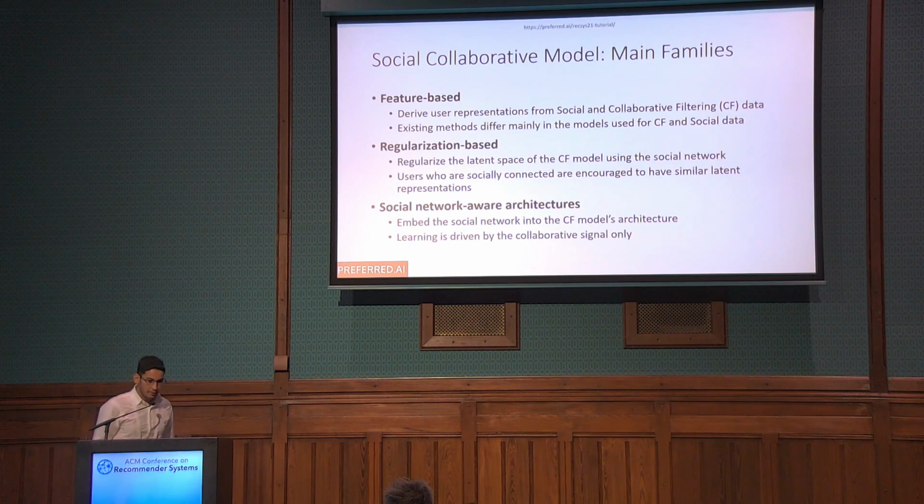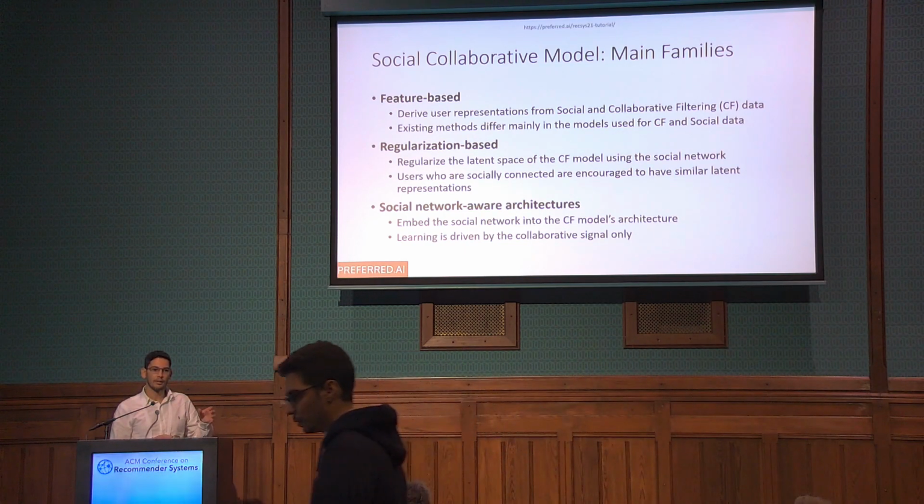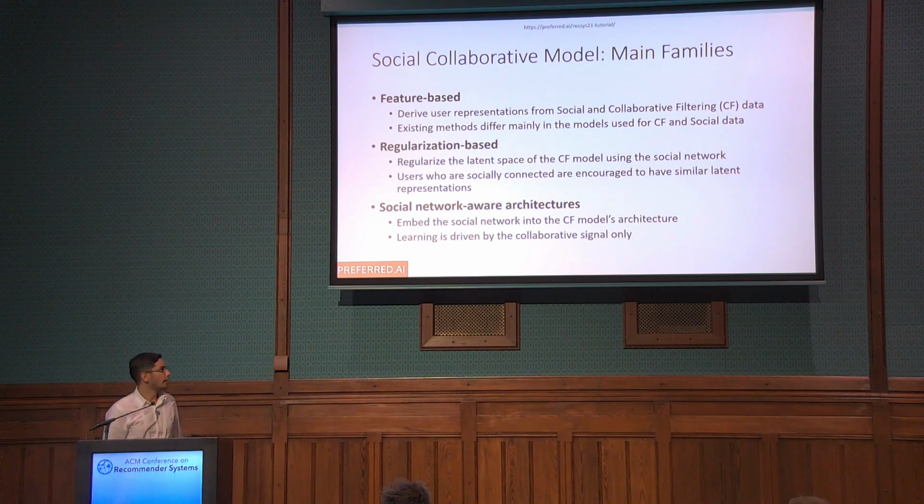Now, the final family that we will talk about, we call it here social network-aware architectures. Here you build a collaborative filtering model whose structure is aware of the social network. You don't necessarily see the social network data, but the architecture of the model itself is actually influenced by the social interaction of the user.